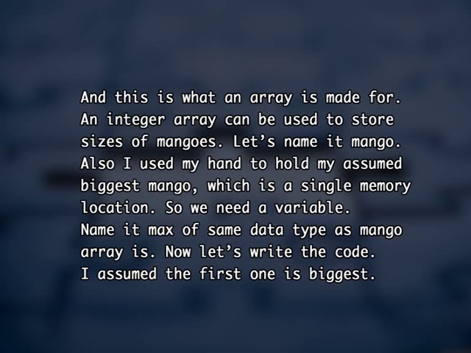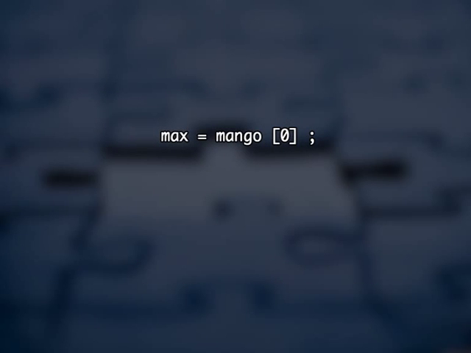Let's name it mango. Also, I used my hand to hold my assumed biggest mango, which is a single memory location. So we need a variable. Let's name it max, of same type as the mango array is. Now let's write the code. I assume the first one is biggest. Here, I'm calling the first index 0 because array indexing starts from 0. This is our initial condition.